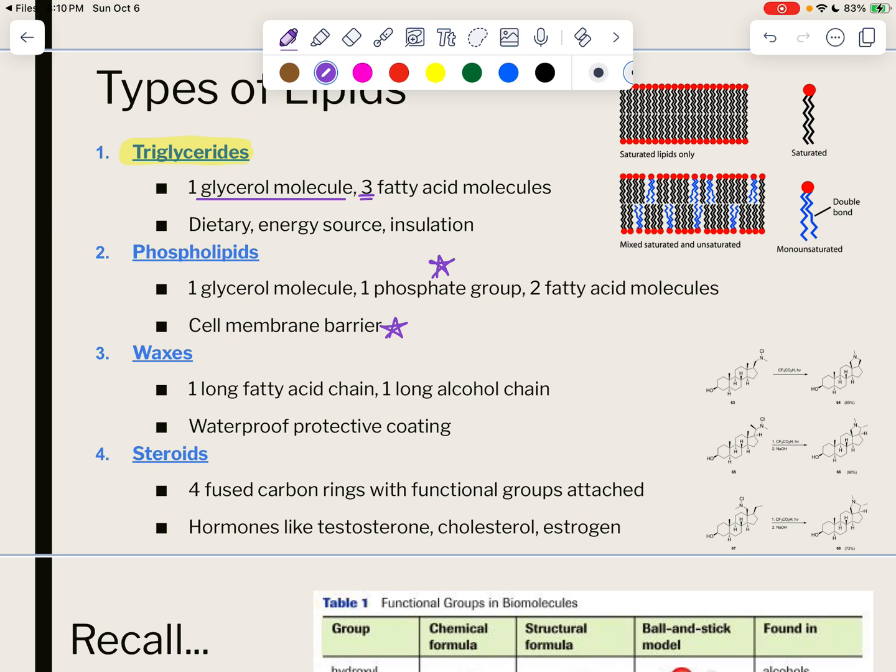Steroids are the last type of lipid that I want you to know. They have 4 fused carbon rings with functional groups attached. And they encompass hormones, which are our chemical messengers in the body that travel in the blood, like testosterone. Cholesterol, sometimes you find embedded in our cell membranes. And estrogen is another type of hormone.